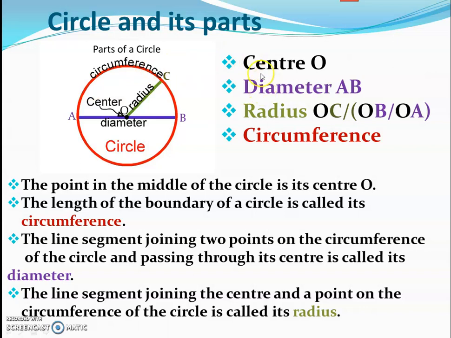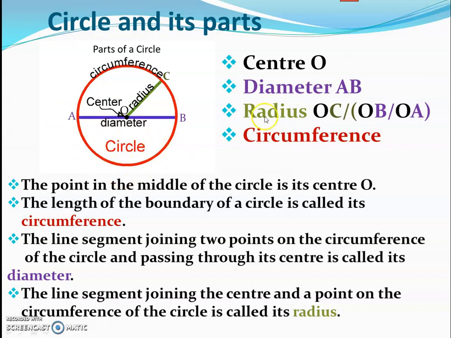There are 4 parts we are going to now discuss. It is a center O, that is a center point, and diameter AB. This is the line which starts from A and ends at B, and radius from the center O to the circumference, that is the ring of the circle. We say it's circumference. Okay, so now we'll see deep into it.